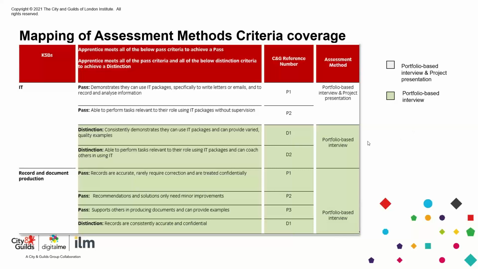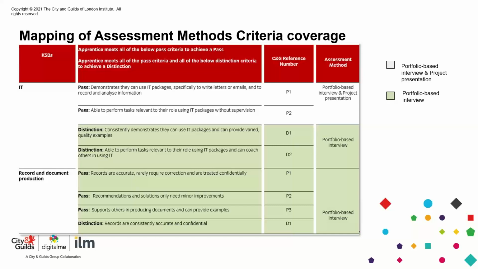So I've tried to make it as simple as possible and visually helpful. So I used different colors. For instance, let's start from IT. We can see that we got 2 passes and then we got 2 distinctions, and they've been called pass 1, pass 2, distinction 1 and distinction 2.